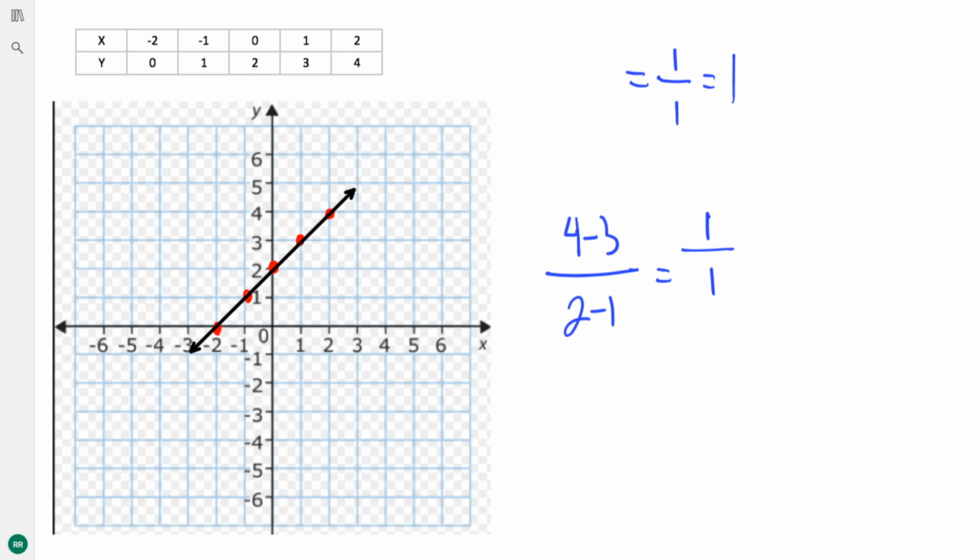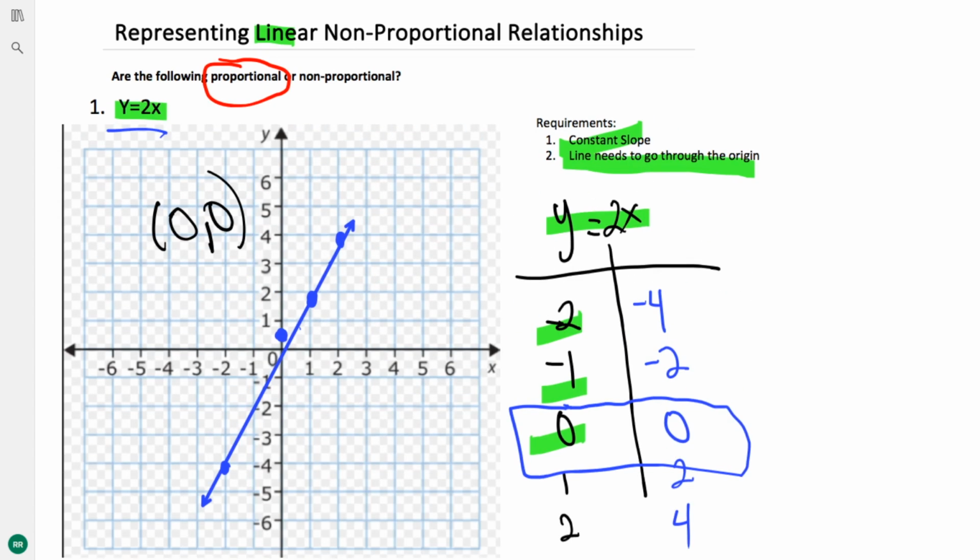Feel free to pause the video and check for yourself though. So we know that we have a constant slope. Now what is the second requirement? Let's go back up. It needs to go through the origin.